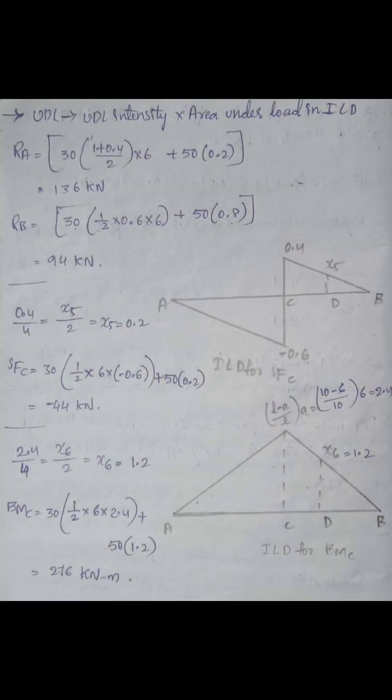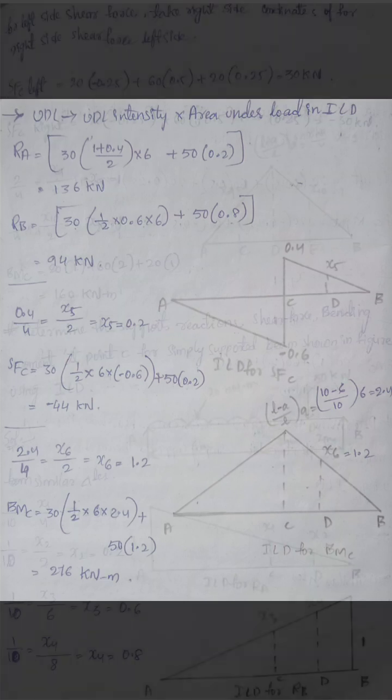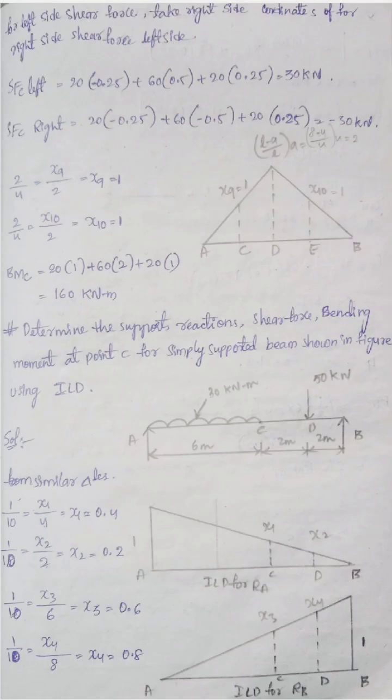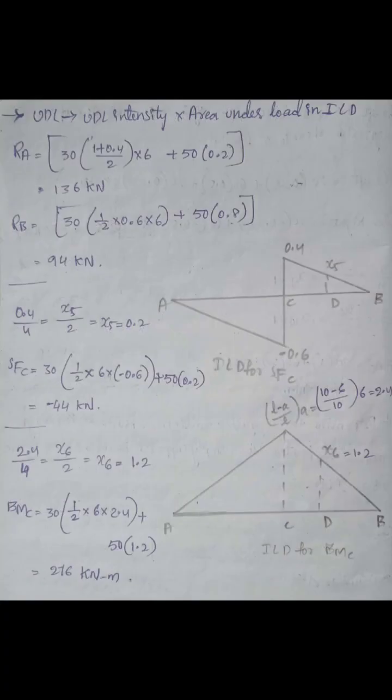Here, for the UDL, we need to take the UDL intensity into the area under the load in the ILD. So RA equal to 30 into (1 plus 0.4) divided by 2 into 6, that is the area under that UDL. In the ILD for RA there is a trapezoid, so we take the area of the trapezoid for RA. For RB here we have a triangle, so the area of this triangle. So RA equal to load into ordinates: 30 into area of trapezoid plus 50 into 0.2, so 136 kilonewton. RB equal to 30 into area of triangle plus 50 into 0.8, equal to 94 kilonewton.